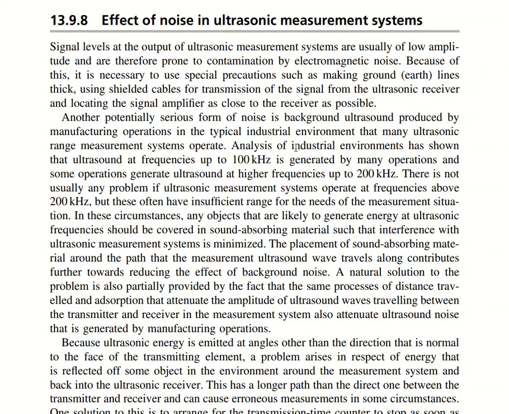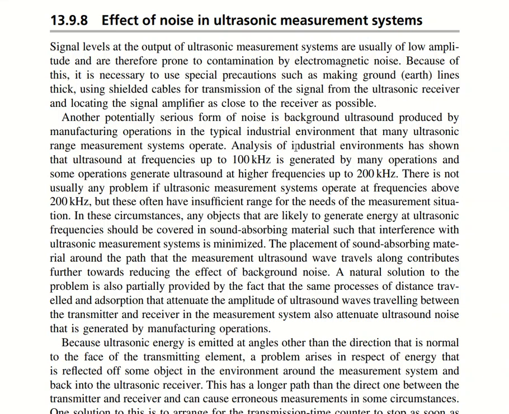Then another potentially serious form of noise is background ultrasound produced by manufacturing operations in the typical industrial environment in which many ultrasonic range measurement systems operate. The analysis of the industrial environment has shown that ultrasound at frequencies up to 100 kilohertz is generated by many operations, and some operations generate ultrasound at higher frequencies up to 200 kilohertz as well. So there is not usually any problem in ultrasonic measurement systems operated at frequencies above 200 kilohertz, but those often have insufficient range for the needs of the measurement situation.